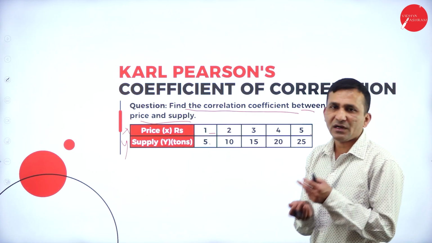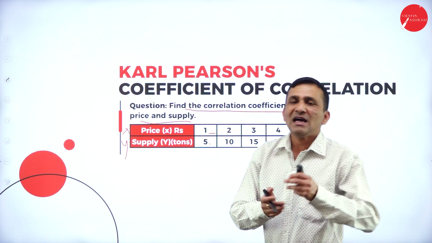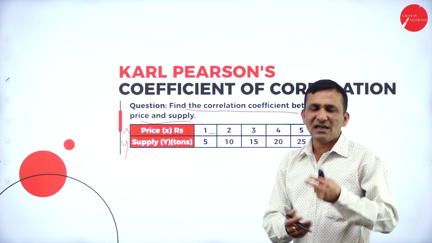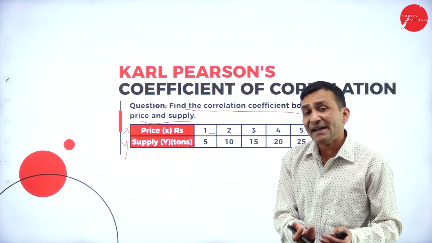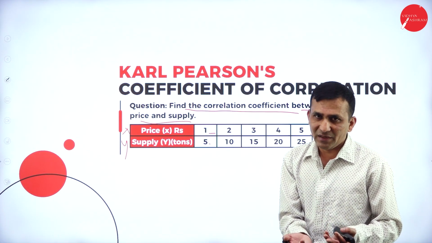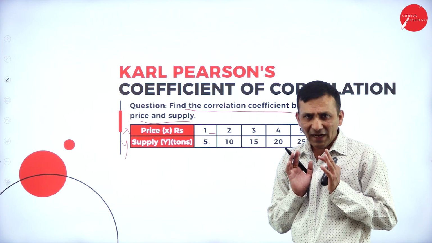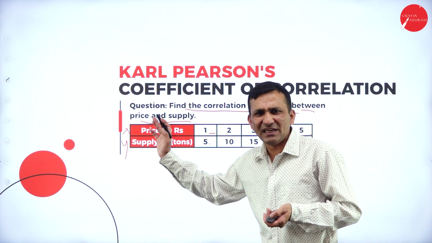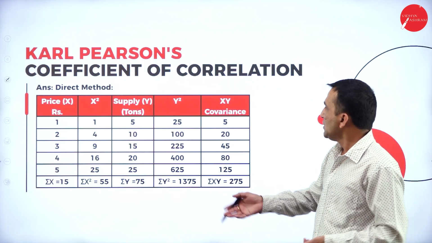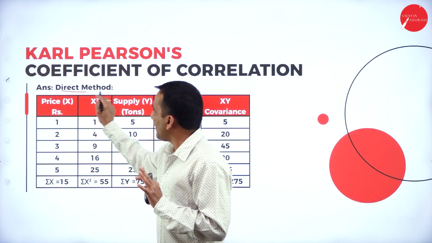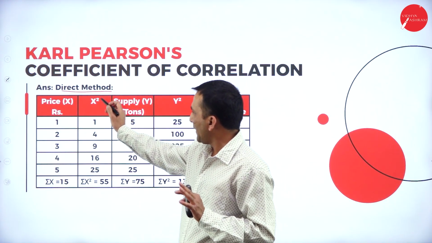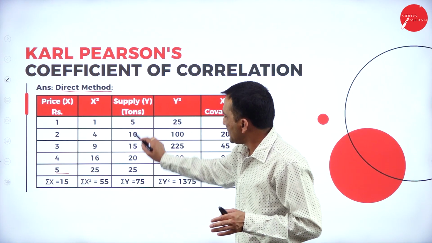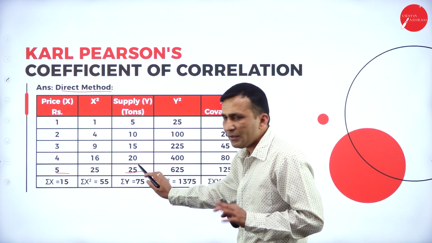They have not specified which method you have to use. So as per your convenience, the first one is the step deviation method, the second is the direct method, and the last is the shortcut method. In my opinion, I suggest the direct method, because it is very easy to get the value. So with the help of the direct method, the x series whatever is given I have written, and the y series values as given I have written as it is.